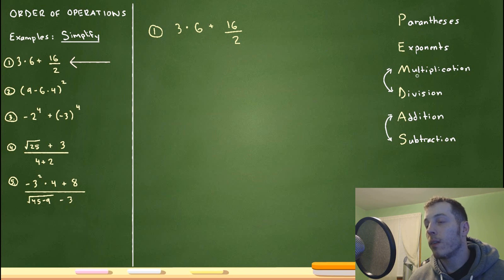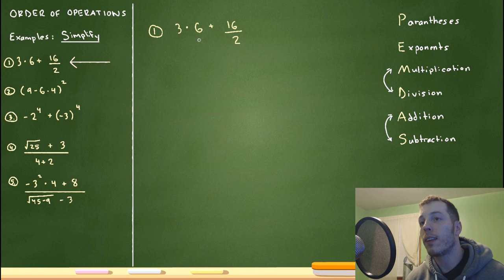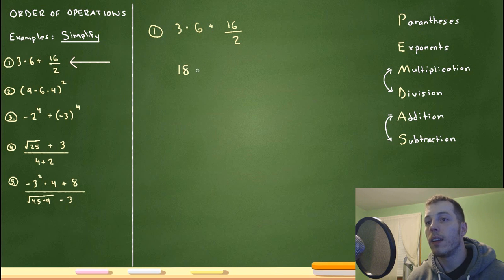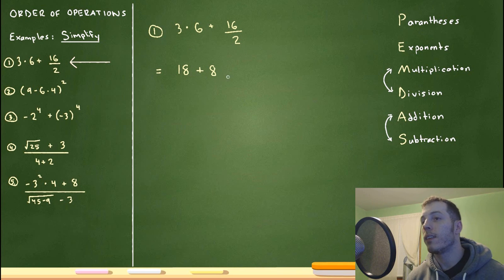So now we got onto multiplication. We have 3 times 6, which is 18. Now we have addition. We're not going to do the addition yet. We're just going to write it down. And then 16 divided by 2, well, that's 8. So this is equal to this. That's fine. Next up, we finished all that. Is there addition or subtraction now? And yeah, 18 plus 8, that's addition. That's equal to 26. Okay, so that's one example.